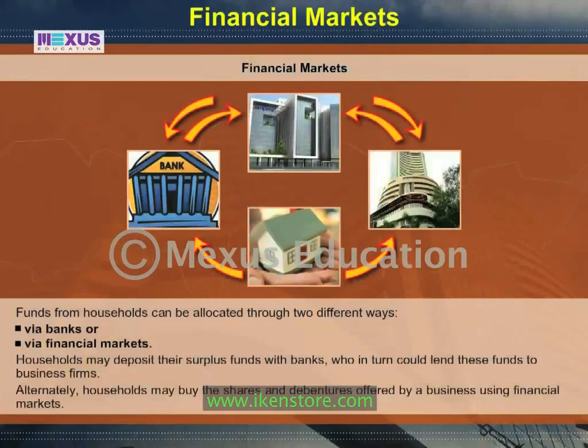Funds from households can be allocated through two different ways: via banks or via financial markets. Households may deposit their surplus funds with banks, who in turn could lend these funds to business firms. Alternately, households may buy the shares and debentures offered by a business using financial markets.